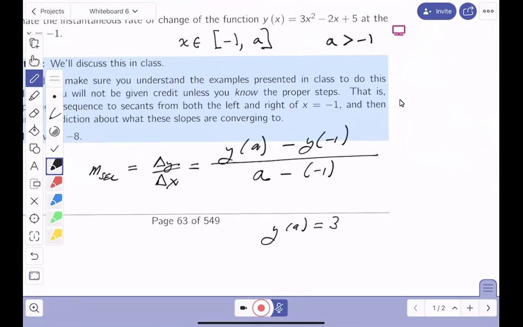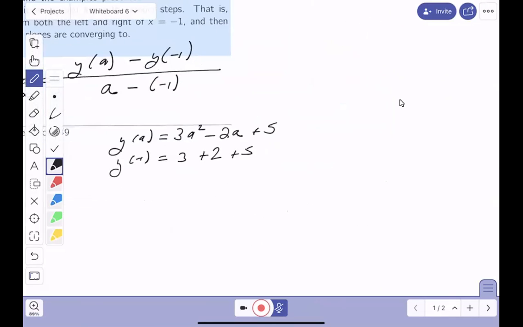That's going to be 3a squared minus 2a plus 5. Let's put down y of -1, right? What's that going to be? 3 plus 2 plus 5. Hope I'm not going too fast. What's that going to be? 10. So let's write down y of a minus y of -1. That's the delta y, by the way. So that's going to be 3a squared minus 2a plus 5 minus 10.